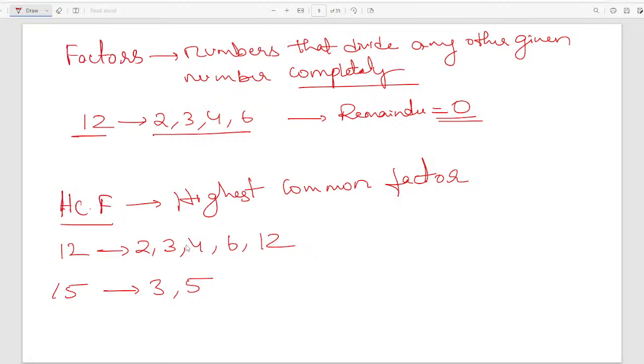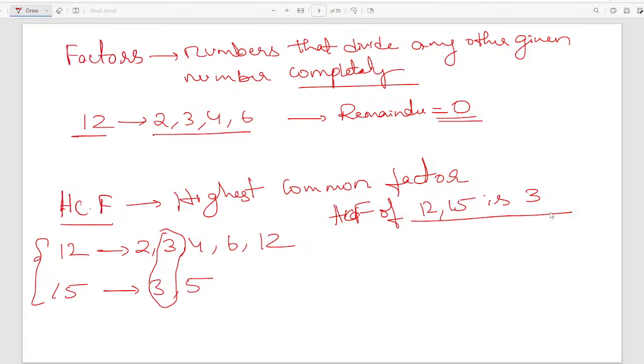So the highest common factor. We have factors of 12 and factors of 15, and among these two, which is the highest common factor? 3 is common and 5 is not a factor of 12. So there is only one common factor, that is 3, and that's also the highest. So the HCF of 12 and 15 is 3.